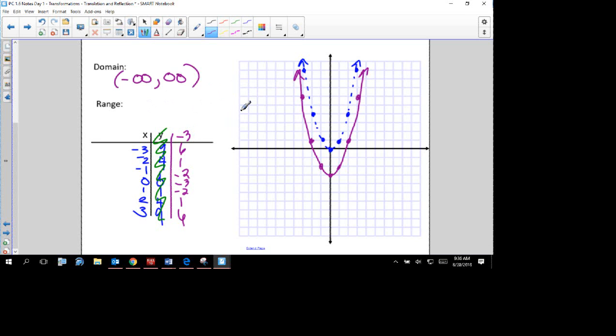Range, is that all real numbers? Does it go all the way to the down, all the way to the up? How far down does it go? Negative 3? Does it equal negative 3? Yes. So we write bracket negative 3 all the way up to infinity. Okay. Next.